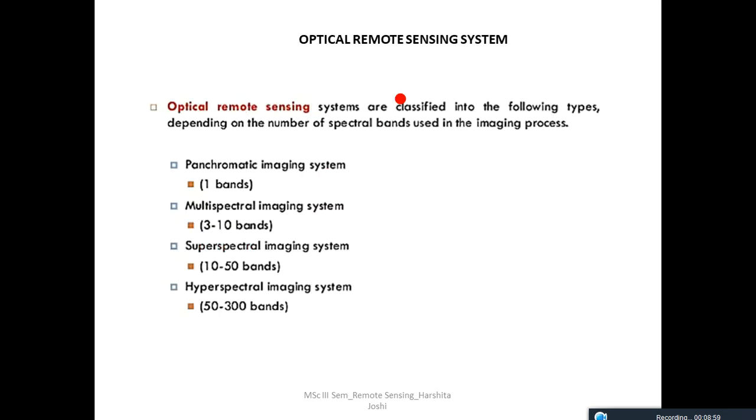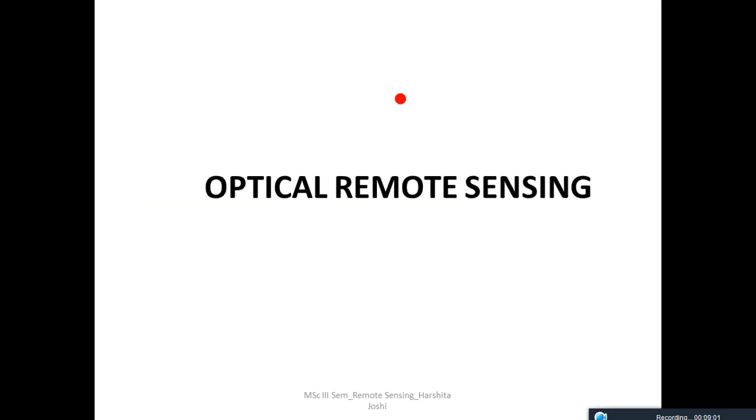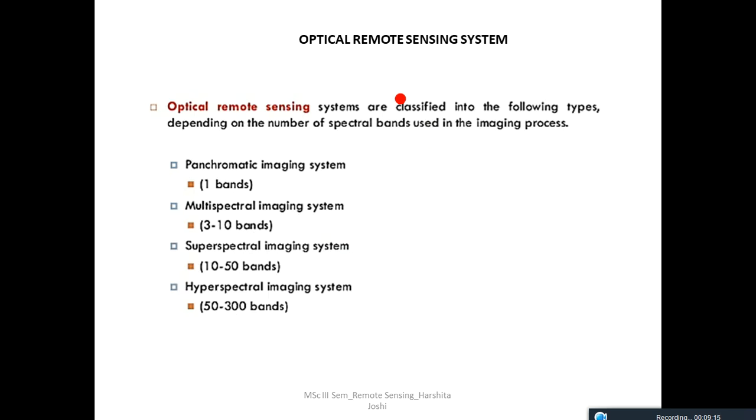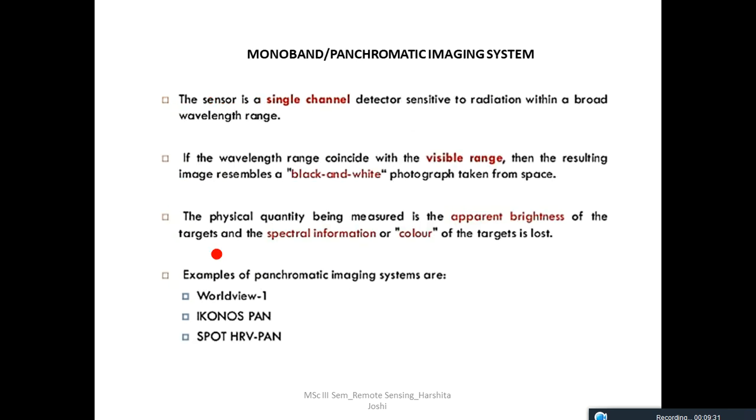Let us revise a little bit. We talked about optical remote sensing. Optical remote sensing makes use of visible, near infrared and short wave infrared sensors. It can be done in three possible ways: photography, thermal scanner and multispectral. The optical remote sensing system can hence be divided into four types: panchromatic, multispectral, superspectral or hyperspectral. You can also write panchromatic, multispectral or hyperspectral only. You can leave out superspectral because it is not used often, okay.